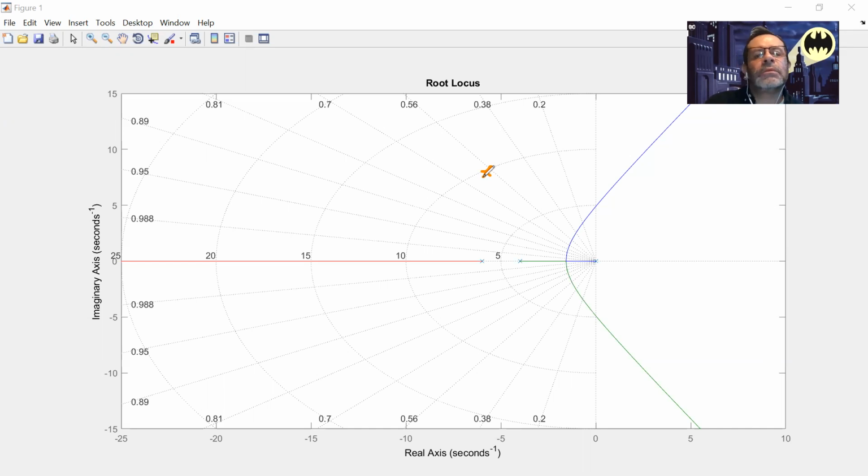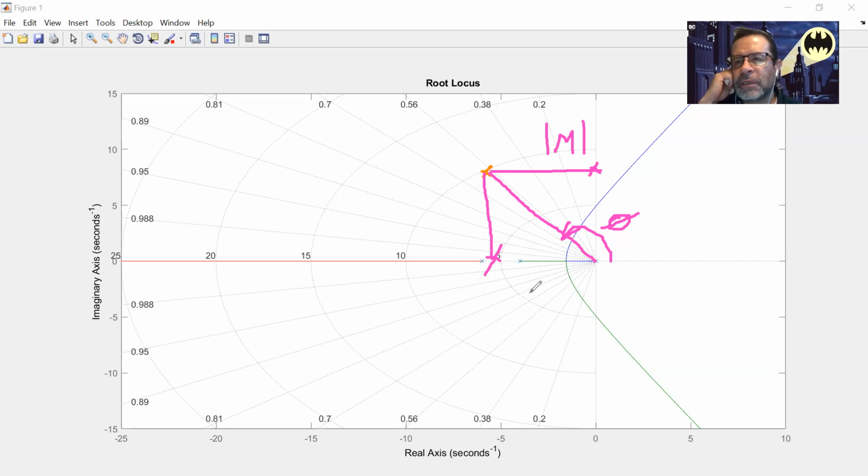Well, this coordinate actually has an angle. I'm going to call this theta. And it has a magnitude that has to do with these values here. This is just simple Pythagoras. Are we okay up to that point? Yes.